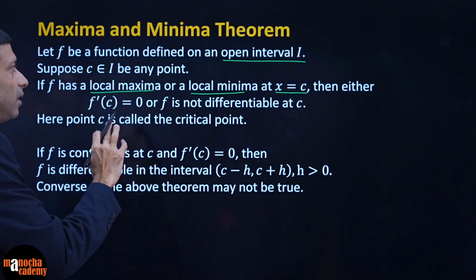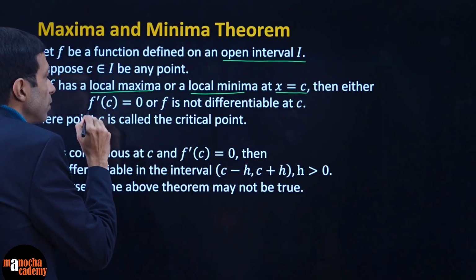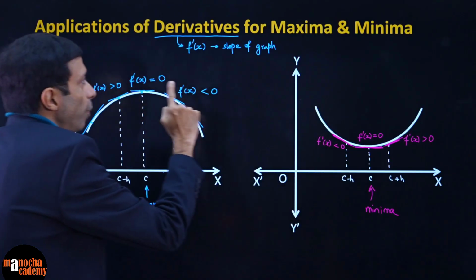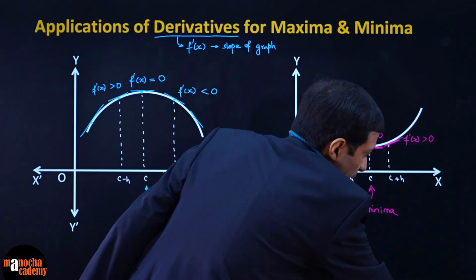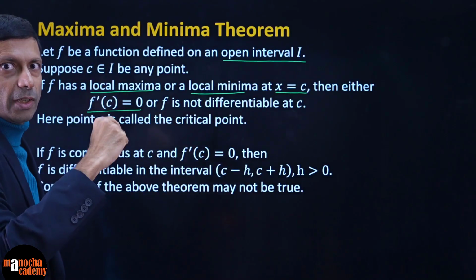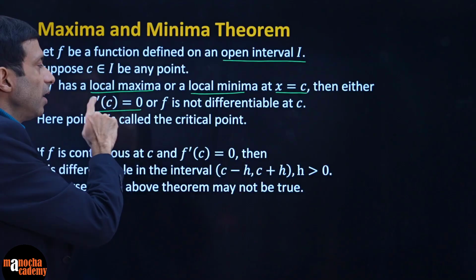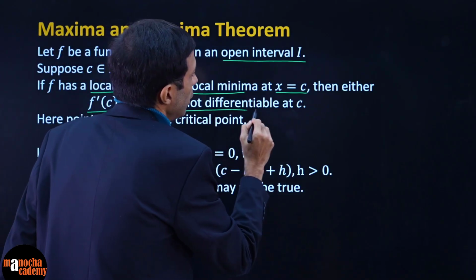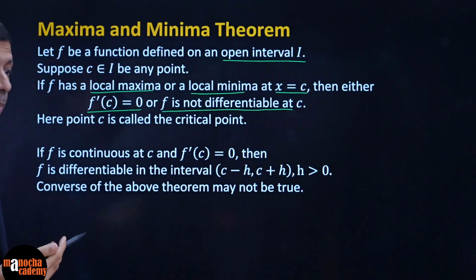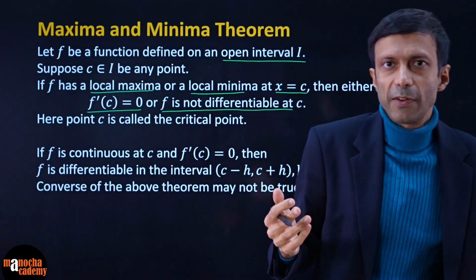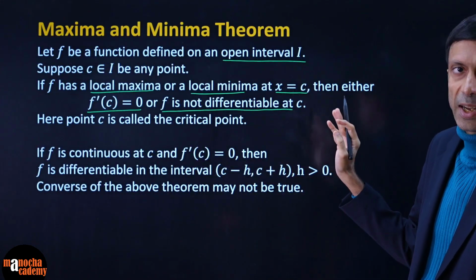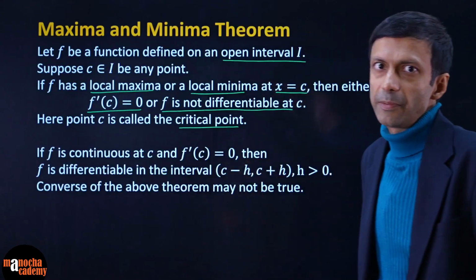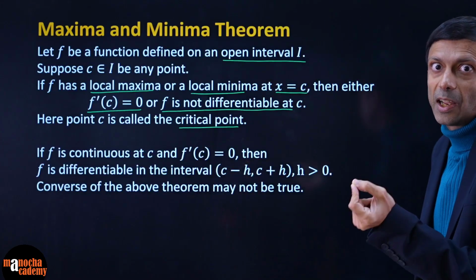Then either f dash C is equal to 0, because our local maxima and minima happen when the slope is 0. So f dash C means the slope at that point, where you substitute C in f dash x. F dash C is equal to 0, or there could be another special case that the function is not differentiable at all. Then of course we cannot use that f dash. There is a special case, and sometimes that happens, we'll look at that, but this is the more important case. And that point is called the critical point.